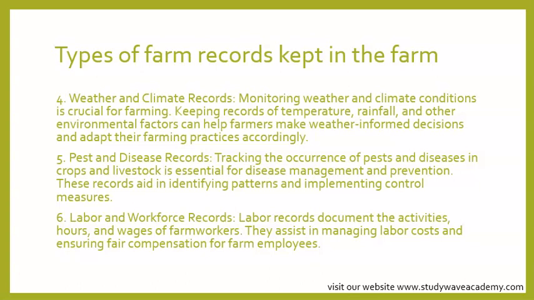You keep track of the labor activities, what they do on the farm, and how much they get paid. Okay? So these are the types of farm records kept in farm. The types of farm records we mentioned: financial records, production records, inventory records, weather and climate records, pest and disease records, and labor and workforce records, right?